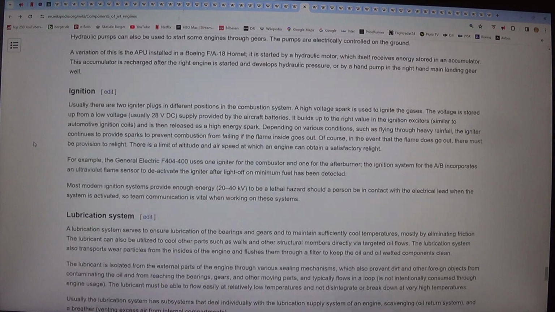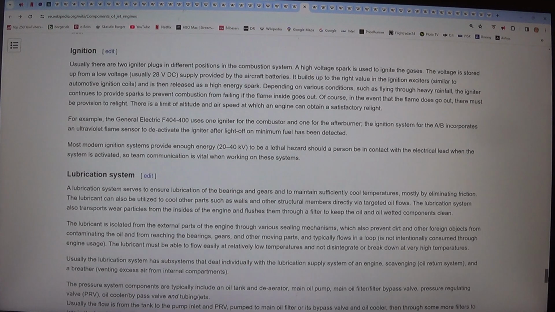Ignition. Usually there are two igniter plugs in different positions in the combustion system. A high voltage spark is used to ignite the gases. The voltage is stored up from a low voltage, usually 28 VDC, supply provided by the aircraft batteries. It builds up to the right value in the ignition exciters, similar to automotive ignition coils, and is then released as a high-energy spark. Depending on various conditions, such as flying through heavy rainfall, the igniter continues to provide sparks to prevent combustion from failing if the flame inside goes out.